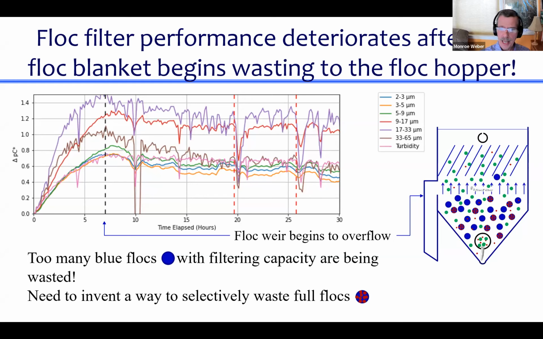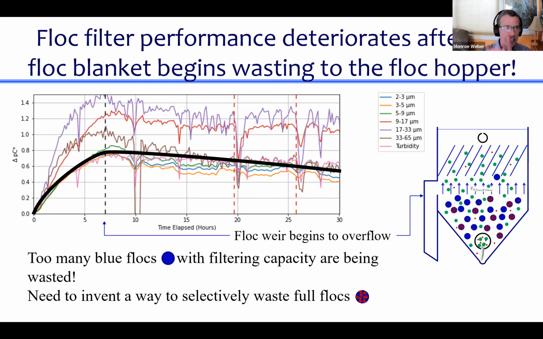And we ended on this slide, and I'm realizing that this slide is just too much data. There's a graph with too much going on, but I tried to draw a line through the important part. The important part was that once the floc filter got up to the level where it was spilling over the floc weir, as soon as that happened, performance started to deteriorate.